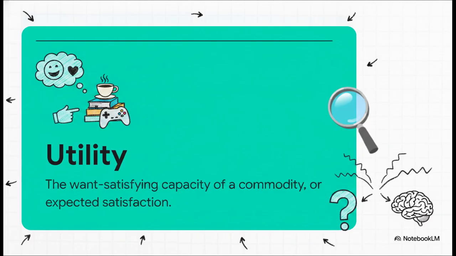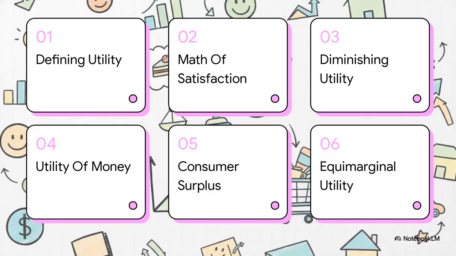Now, in economics, utility represents a mental assessment of expected satisfaction. It's simply the want-satisfying capacity of a commodity. It is completely subjective and depends entirely on the consumer's own viewpoint, not on any objective health outcome or practical everyday usefulness. Here is our roadmap for this explainer.